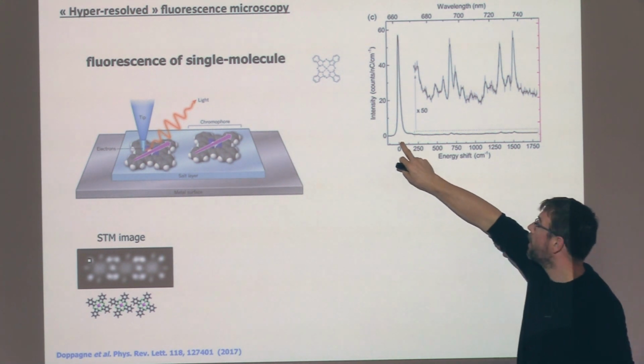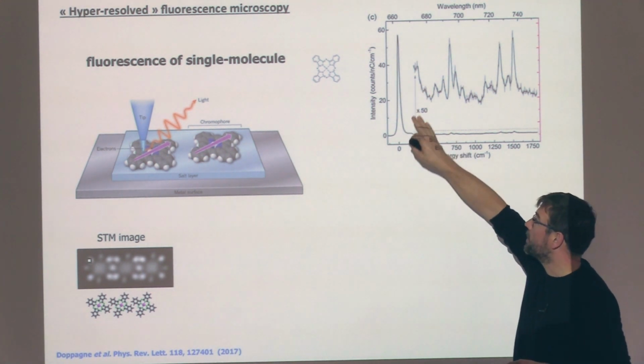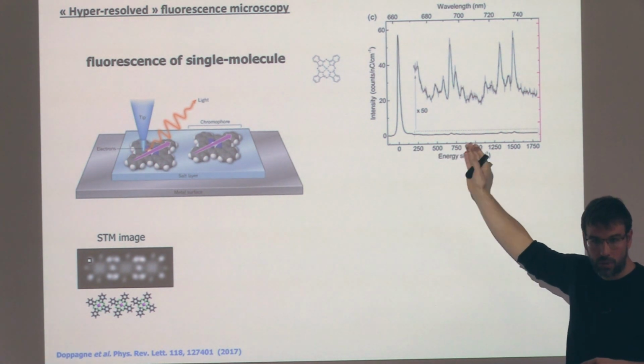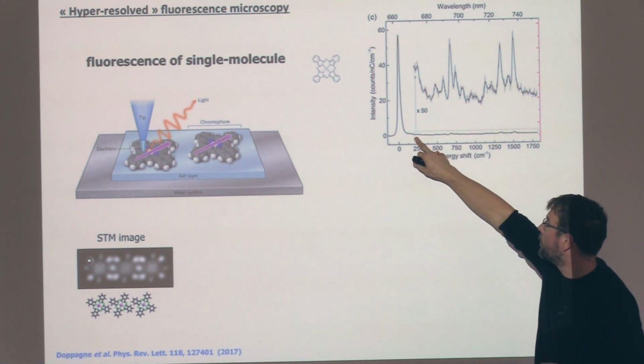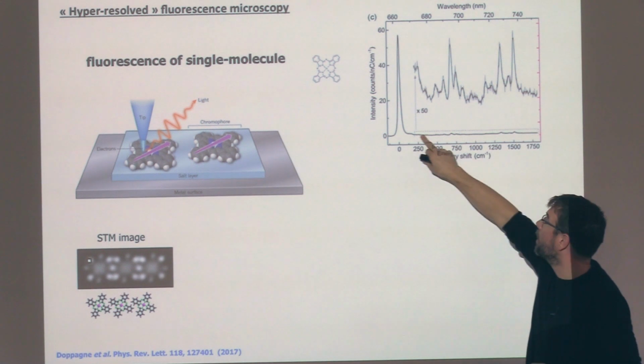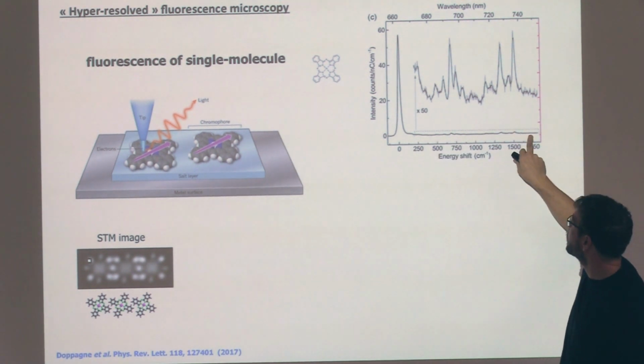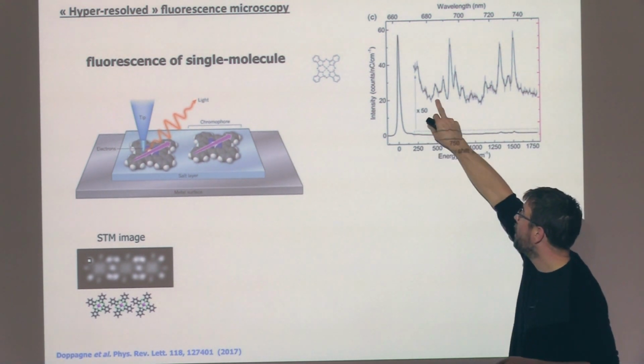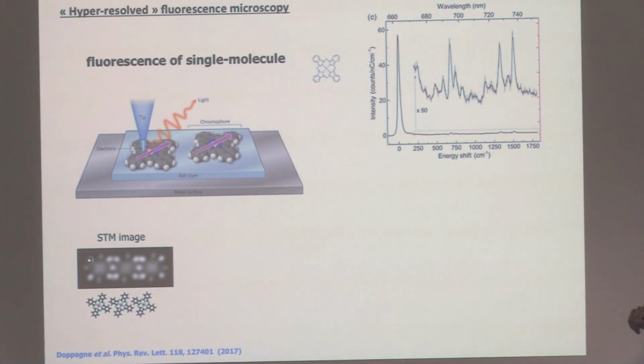Here you have one very intense peak around 660. This is the fluorescence of the molecule, the S1 to S0 transition. But when we looked at the red side of the spectrum, we also saw some tiny wiggles that look like noise. When we focus on this signal, we can see that we actually have a lot of peaks with very well-defined energy and intensity. That looks like vibrations.